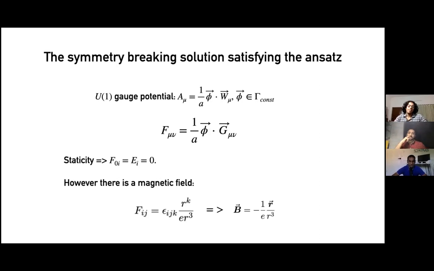So now we'll impose staticity, which means that the electric field is 0. But there will be a non-zero magnetic field. You see, this is the punchline. And we can find that. It's basically going to be given by epsilon dotted into r, 1 over r squared, basically in the direction of r. Right? And this is exactly the field we found, or we discussed, for the Dirac monopole. And we got back to it. But with magnetic charge 1 over e.